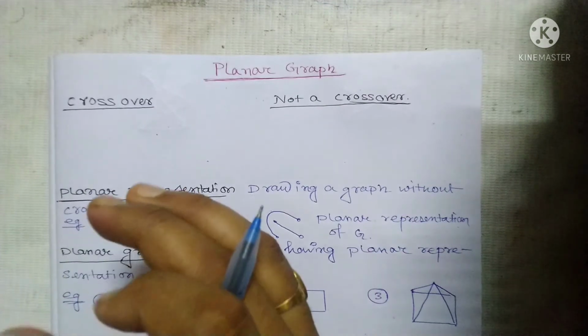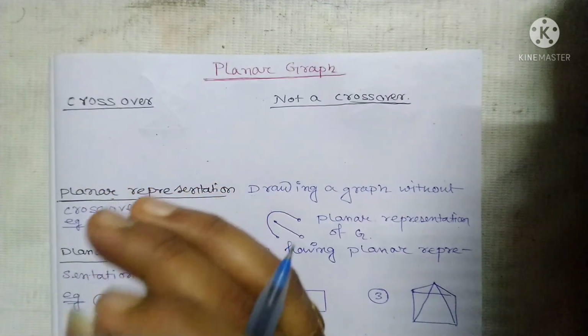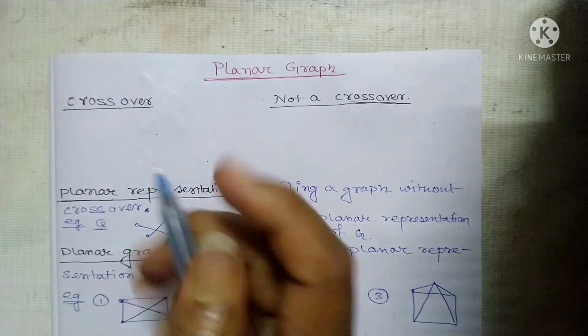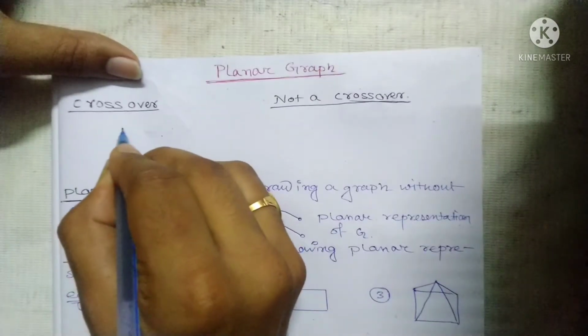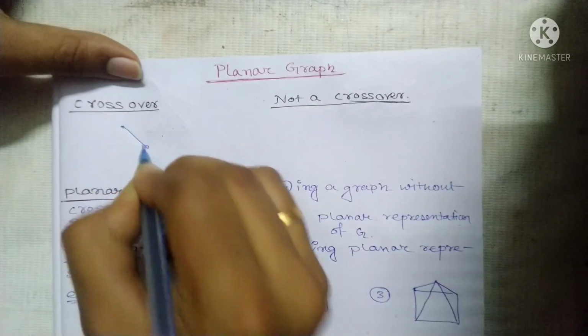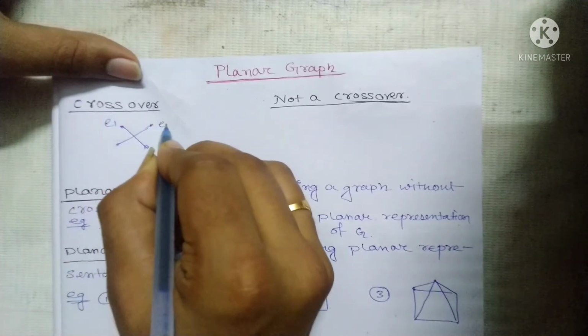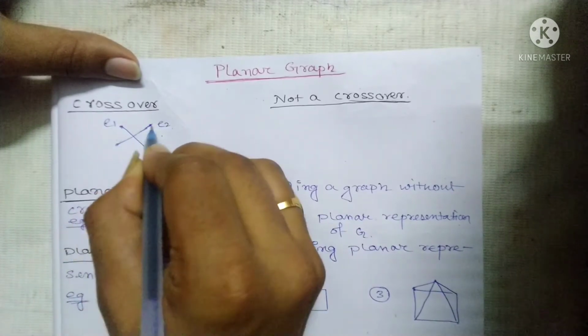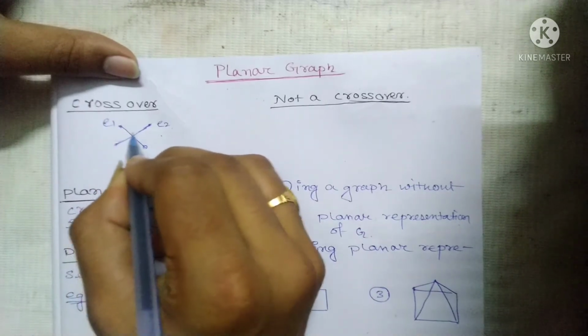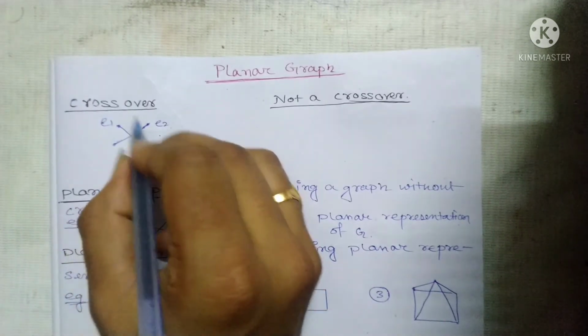Whenever two edges are drawn with an overlap between them, that is called a crossover, like that. Let's say this is one edge E1 and this is another edge E2. You can see there is an overlapping between E1 and E2 over here. So this is a crossover, we can say.